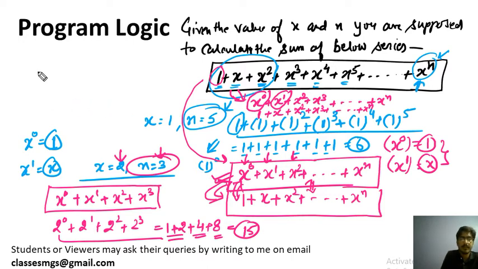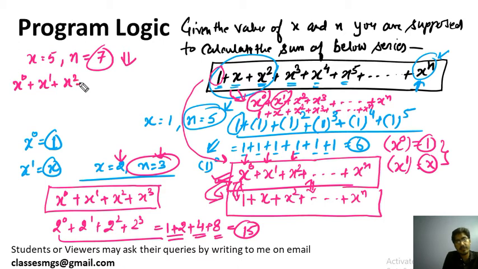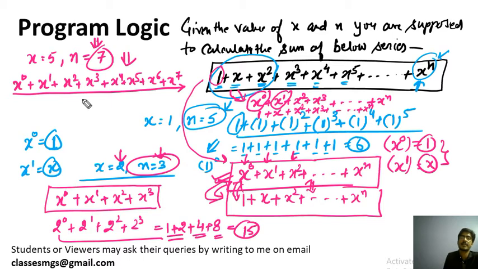Let me give x raised to power 5 and n equals, let's suppose, 7. Then what will be the series? Up to the 7th term the series will come. So the series will come like this: x0 plus x1 plus x2 plus x3 plus x4 plus x5 plus x6 plus x7, like this. So you understand the concept. Whatever value you put in n, the series will go up to x raised to power that number, and the x value will be given by the user.